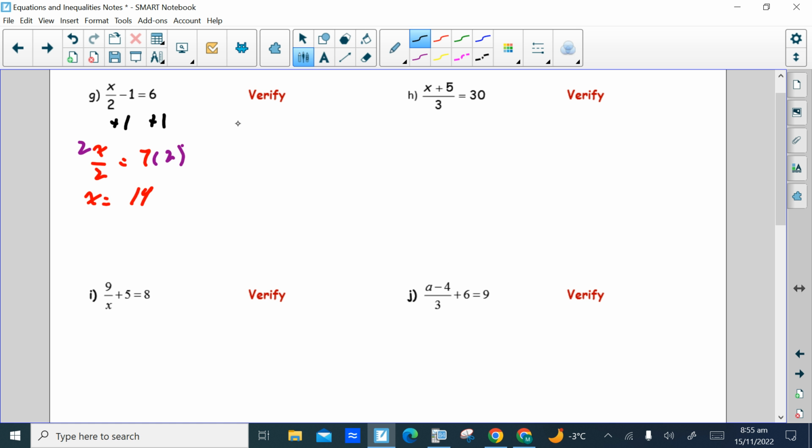So there's our answer. That's what we need to put in our check to make sure that our answer is correct. So on the left side, we'll have 14 divided by 2, take away 1. 14 divided by 2 is 7. 7 take away 1 is 6.